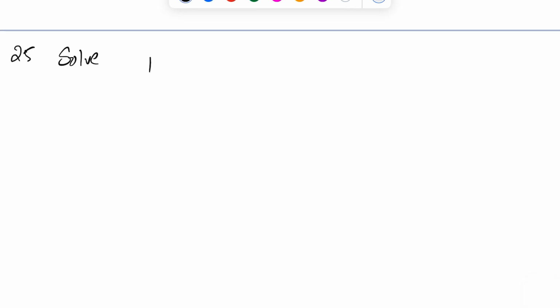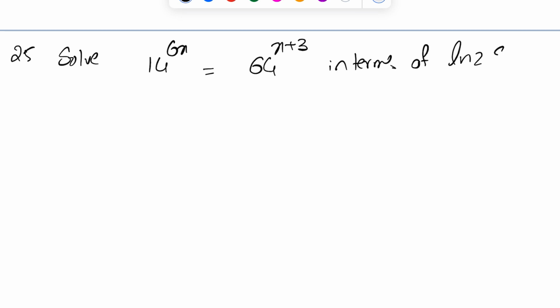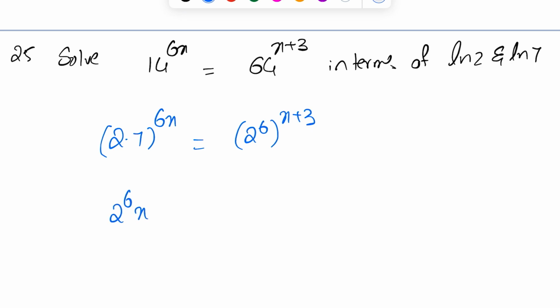Solve 14 to the power of 6x equals to 64 to the power of x plus 3 in terms of ln 2 and ln 7. So 14 can be written as 2 times 7 to the power of 6x equals to 64 can be written as 2 power 6 whole power x plus 3. So 2 power 6x times 7 power 6x equals to 2 power 6x plus 18.